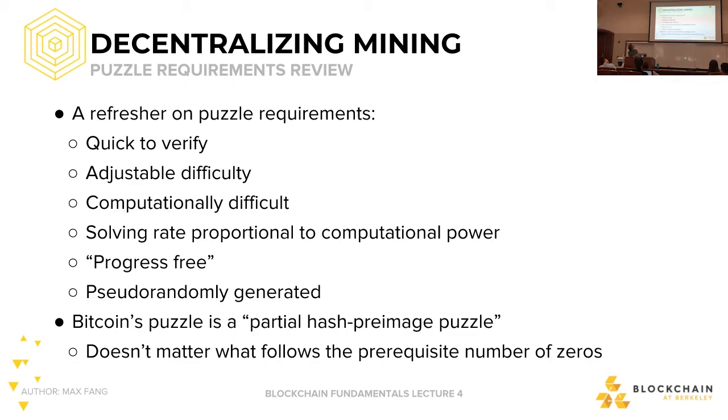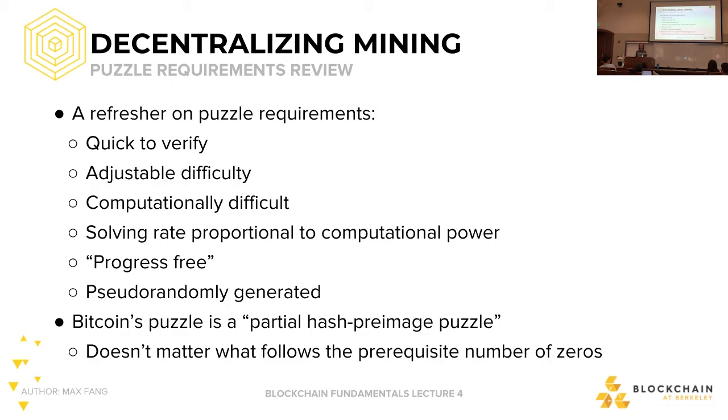The fifth one is you need to have a progress-free system, which means that in the puzzle that we're using, you can't, based on a previous hash, get a warm answer and then get warmer, hotter towards the solution. Every different nonce you try will be all over the place. You won't get a similar hash even if you change the nonce by one. That's like the avalanche effect that we mentioned last week. And last, you need a pseudo-randomly generated puzzle, essentially. So those are some of the characteristics for this cryptographic puzzle that we need to find.